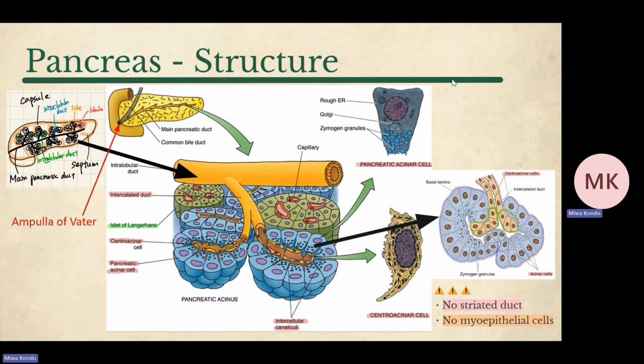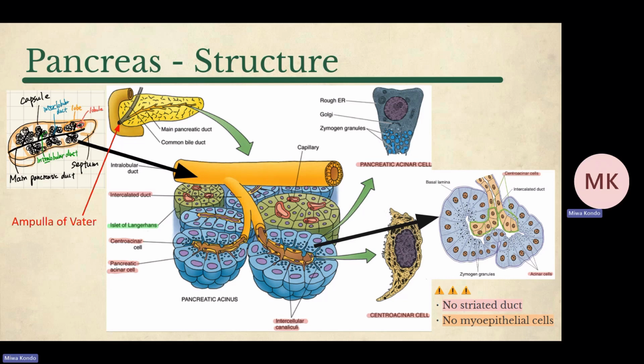First, let's talk about the structure of the pancreas. We'll start with the ampulla of Vater, which is an opening where pancreatic secretions are drained into the duodenum. From there, we move to the main pancreatic duct. This branches into the interlobular ducts, then into the intralobular ducts, and finally into the intercalated ducts, which terminate in the lobules as centroacinar cells. These centroacinar cells are surrounded by acinar cells.